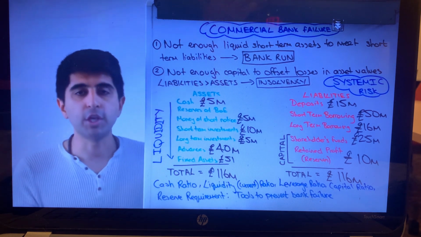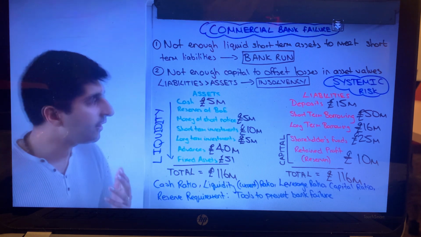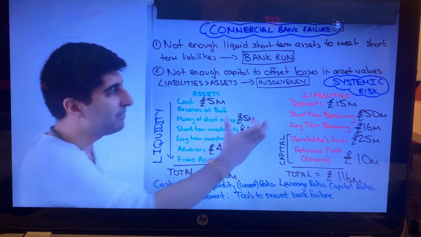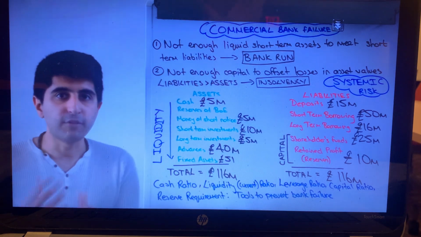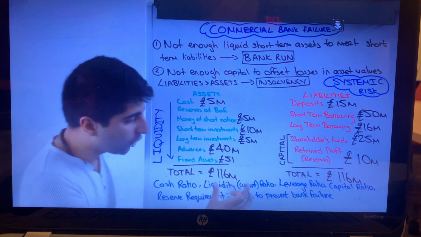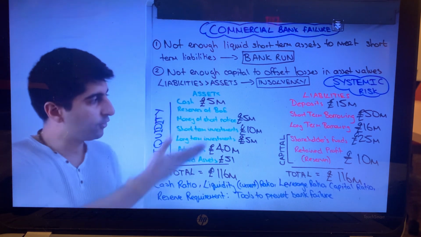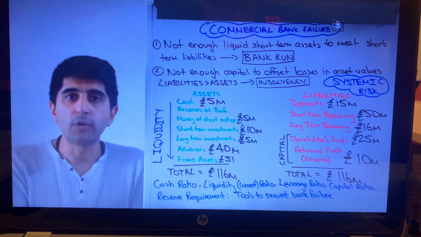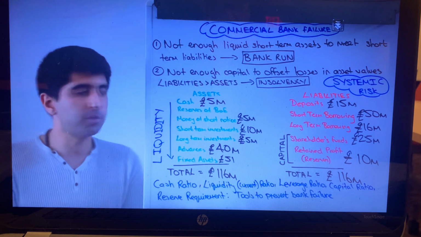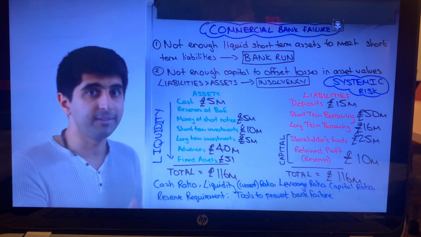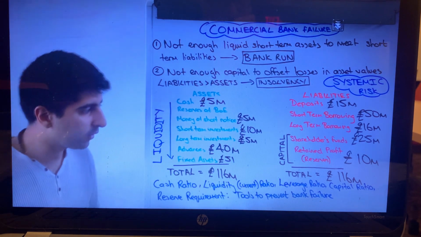So the cash ratio, imposing it or increasing it, that is forcing commercial banks to hold enough cash assets to meet their short-term liabilities. That reduces the risk of a bank run. We've got a liquidity ratio or a current ratio, which includes all the current assets, so all these four. Enforcing that or increasing that will make sure that a commercial bank holds enough short-term liquid assets to meet its short-term liabilities, again reducing the risk of a bank run.